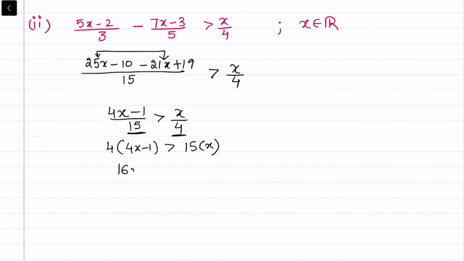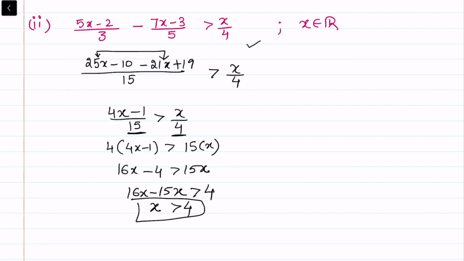This will become 16x minus 4 greater than 15x. So we'll get 16x minus 15x greater than 4. 16x minus 15x will become x greater than 4. So this is the answer for the given inequality. And for all x greater than 4, the inequality holds, because x can belong to real numbers.